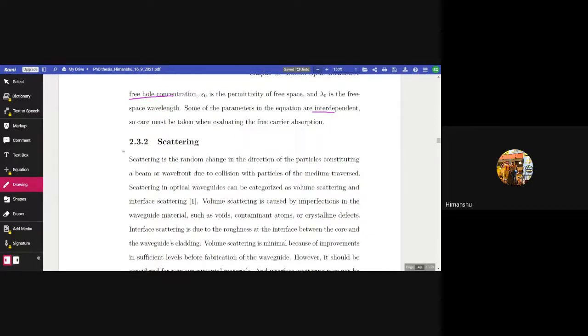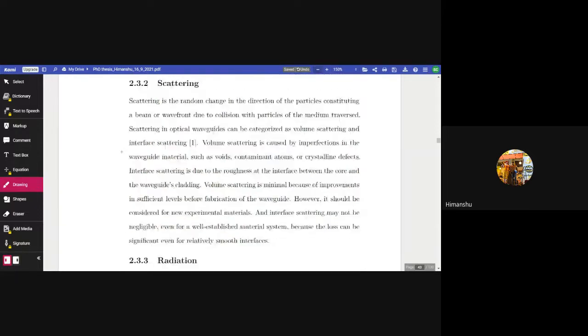Now coming to section 2.3.2, scattering. Scattering is a random change in the direction of particles constituting a beam or wavefront due to collision with particles of the medium traversed. Scattering in optical waveguide can be categorized as volume scattering and interface scattering. Volume scattering is caused by imperfections in the waveguide material such as void, contaminants, atom, or crystalline defects. Interface scattering is due to the roughness at the interface between the core and the waveguide's cladding.